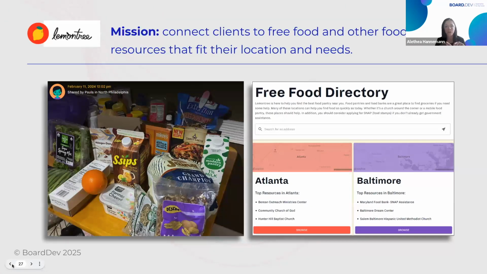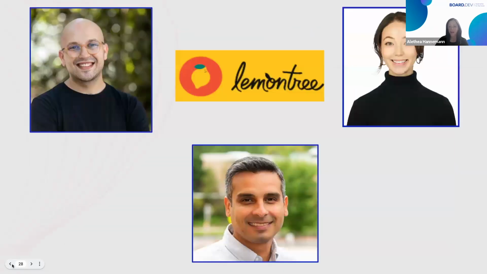They have since moved to include more of a helpline. So they have a chat feature where you can chat in and text in and say, okay, these are my hours that I'm available to go get food, and this is my location. What's out there for me? And they will counsel you on where to go get food. They also do the feedback loop. You can see a picture here on the left, a picture somebody shared of what they found at this food pantry, so that they're helping to increase the quality of those resources as well. So again, you can imagine the tech resources that are required for that.